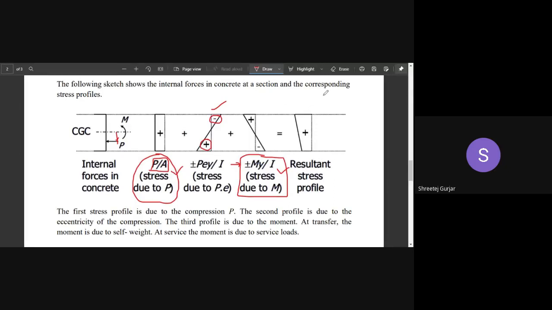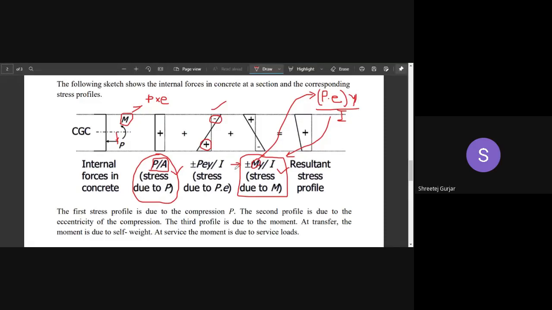So this moment value, I have told you, is P into your eccentricity e. That is what I am writing here, P into e, which is your moment, and into y by I. You can see it is the same equation which we are using. So this moment is P into e, giving your moment, and into y by I.